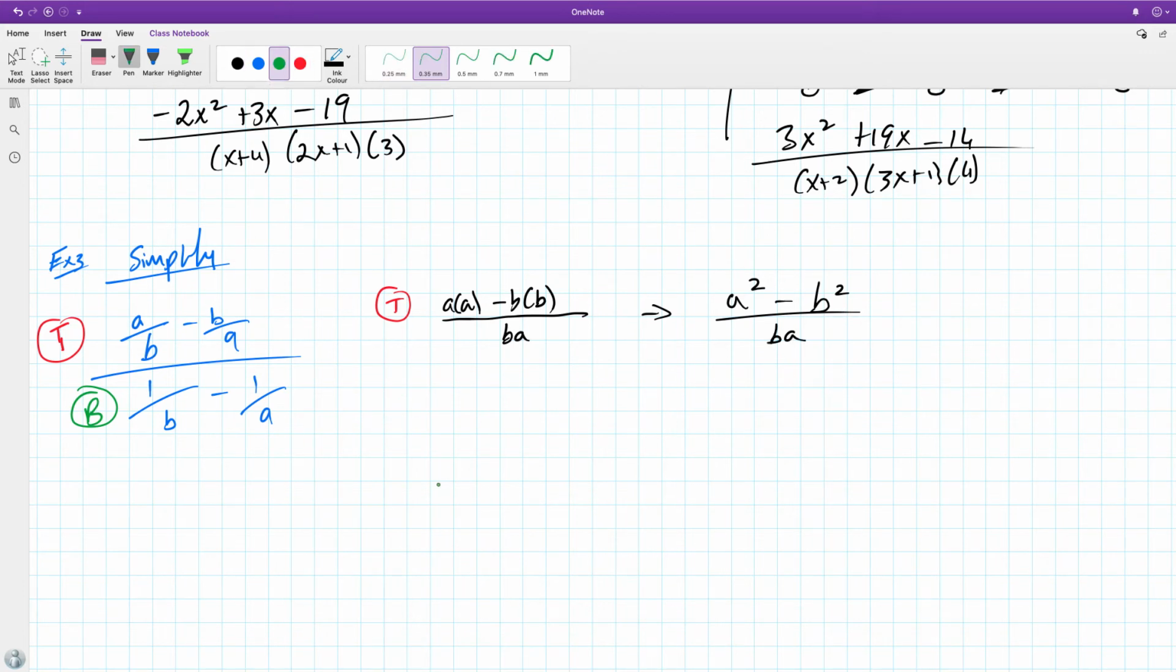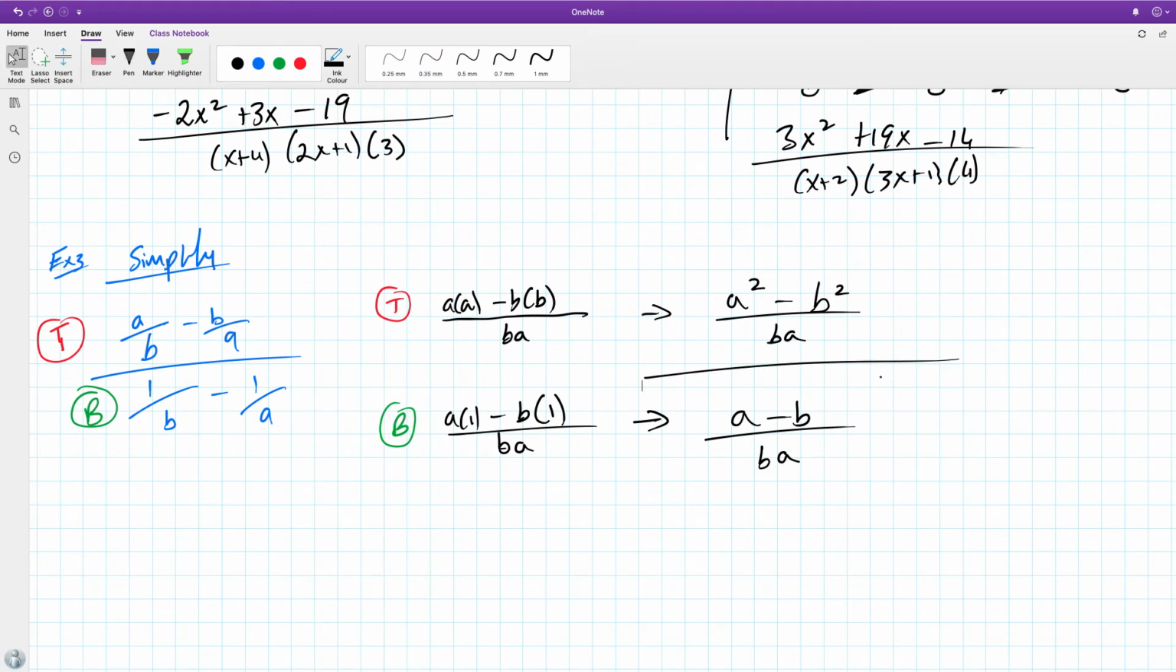Next thing, focus on the bottom. You have a common denominator of b and a again. Divide b into ba, you're left with a by your top line, which is 1, minus divide a into ba, you're left with b by your top number, which is 1. That's a minus b over ba. So there is your top over your bottom.